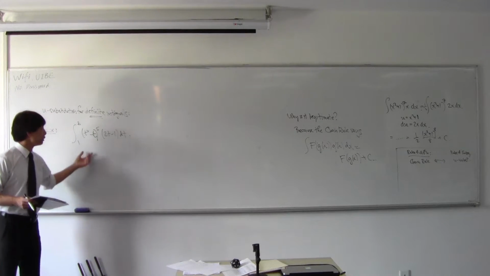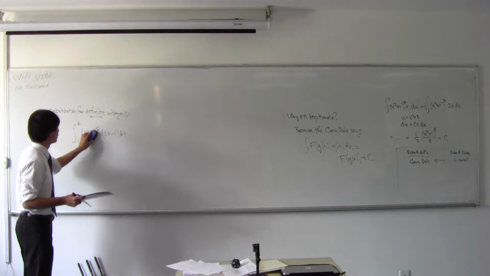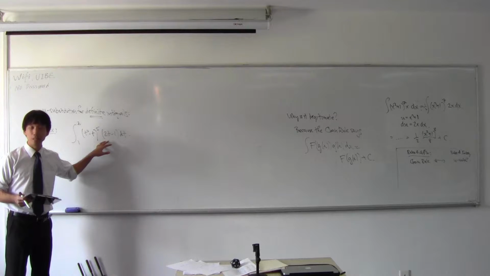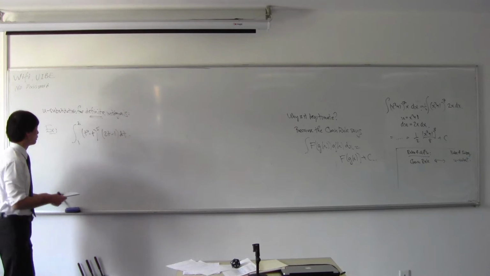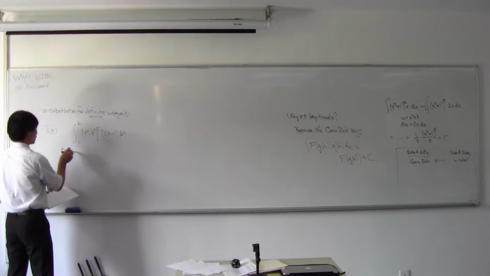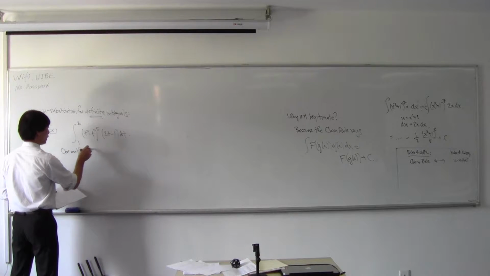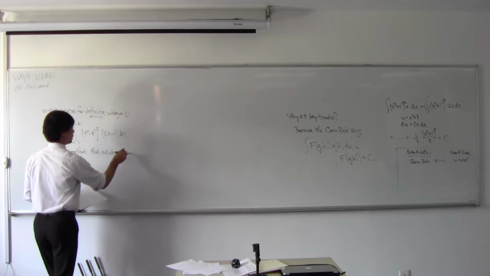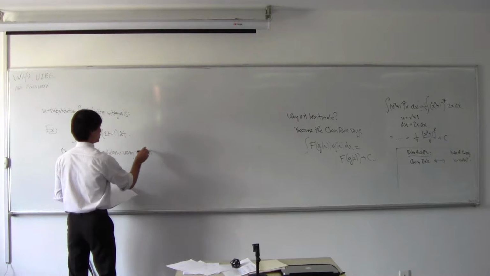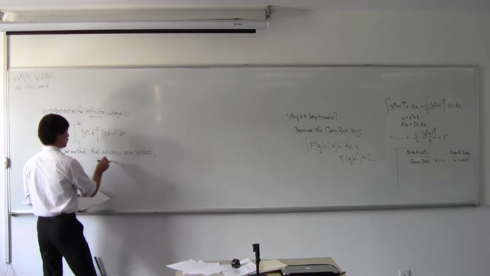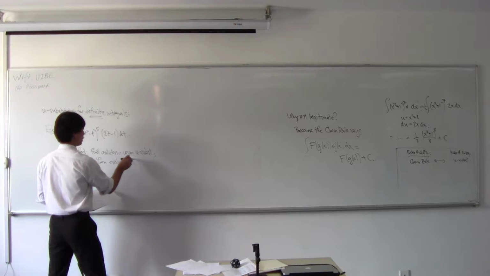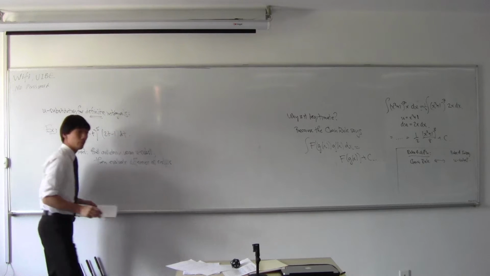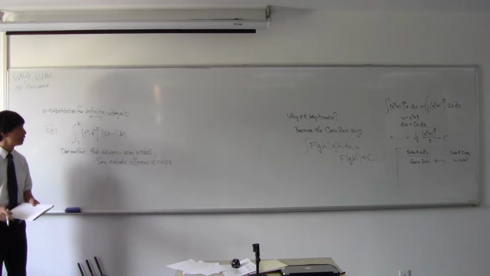One thing you could do is just use the method that we just developed. So one method: find the antiderivative using u-substitution, then evaluate the difference at the endpoints.